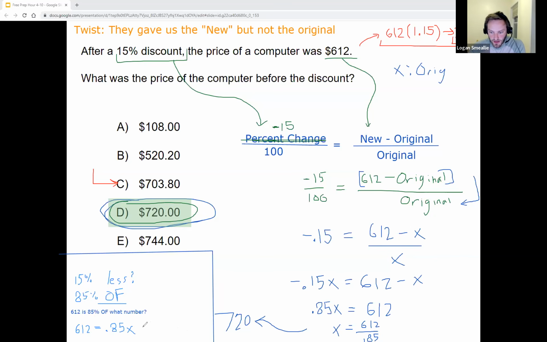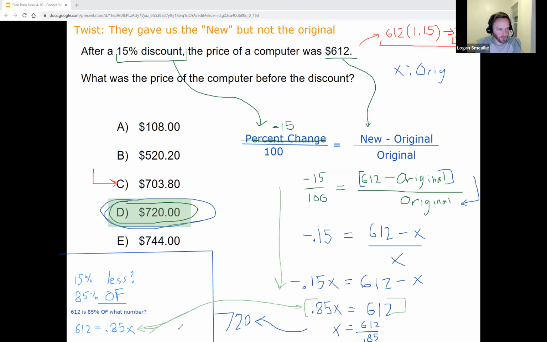And take a look here. That is the same thing we had in exactly this step. So whether you plug into the percent change formula and process through, versus whether you change it to a percent of problem so that you can write it out in a different way, if you do it right, it's going to be mathematically equivalent, as we see right here.